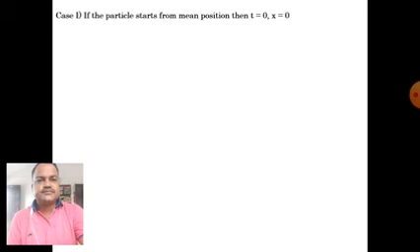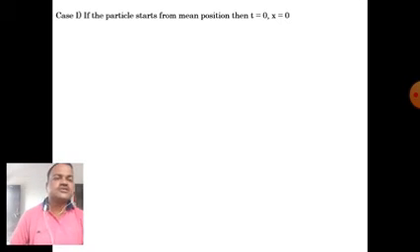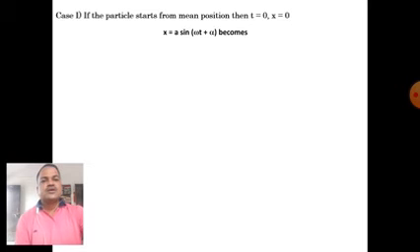Case first. Before that we see the two cases. In first case, if the particle starts from mean position, the particle is already at mean position, so the oscillation starts from mean position. So we cannot measure the time. Therefore time t is equal to 0, x is equal to 0, because at mean position displacement is 0.